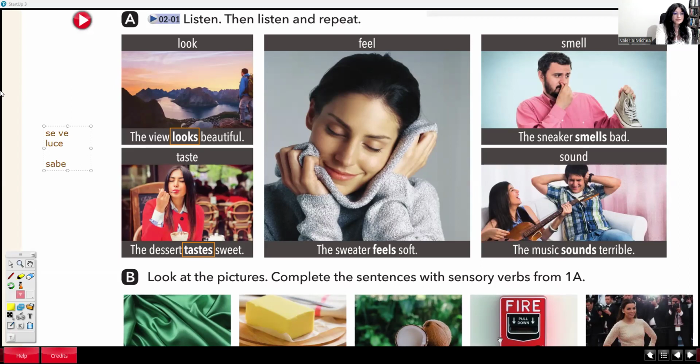So it tastes related to how it feels in your mouth. Now let's talk about this. This sweater feels soft, related to touch. So how do we say feels in Spanish? Se siente. There you go. Yes. Se siente suave. It feels soft. Very good. Finally, we have smell. The sneaker smells bad.